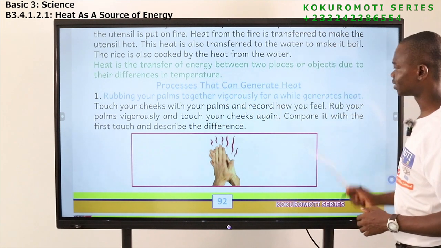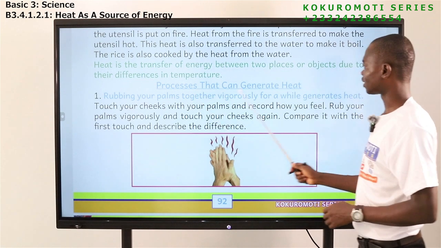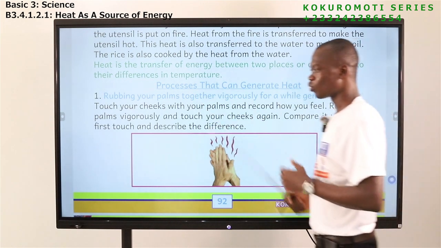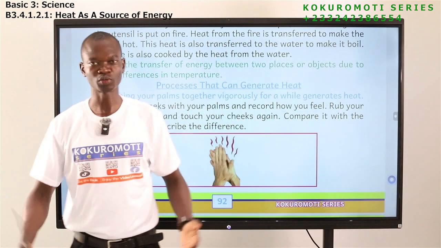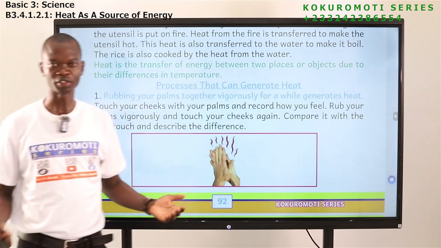Now, let's look at processes that can generate heat. What are some of the things that can generate heat? That is what we are going to look at.